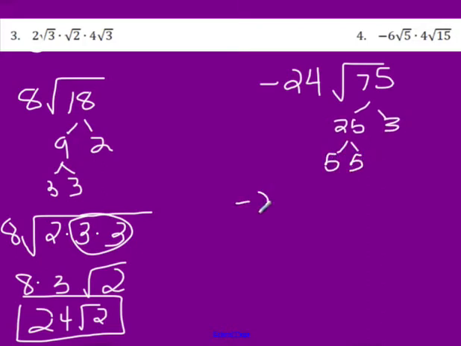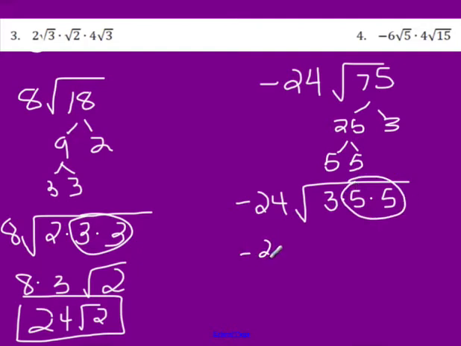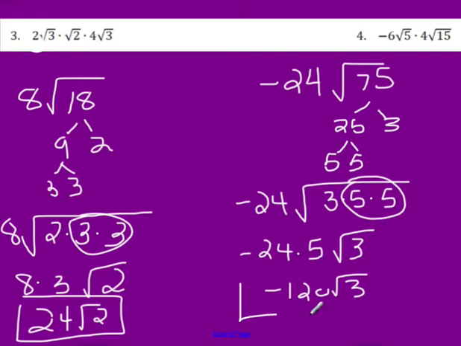So then I'm going to have negative 24, and then underneath the radical I have 3 times 5 times 5. So I could take out a pair of 5's. So I have negative 24, and then I'm taking out that pair of 5's. And then left underneath the radical is 3. So negative 24 times 5 is negative 120, and then left underneath the radical is the square root of 3.